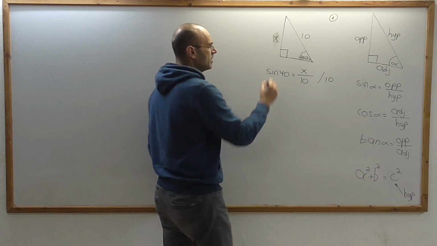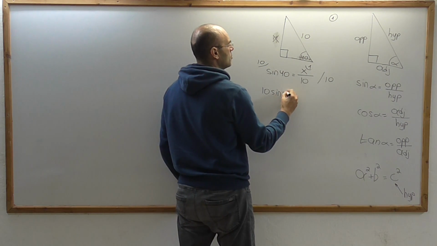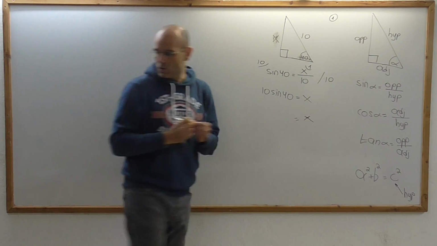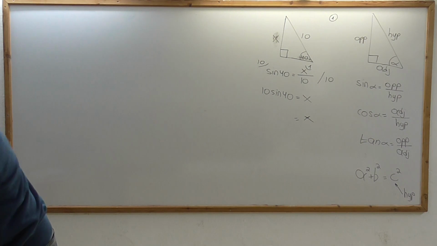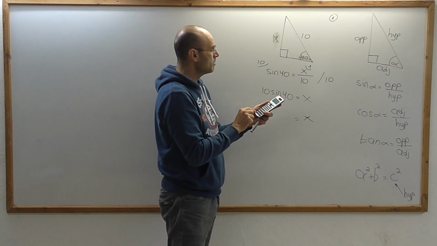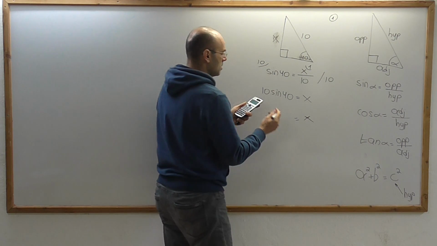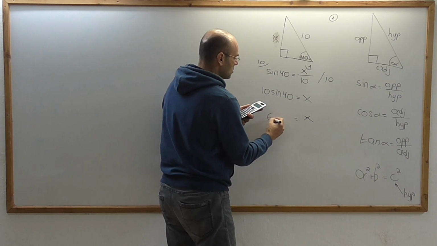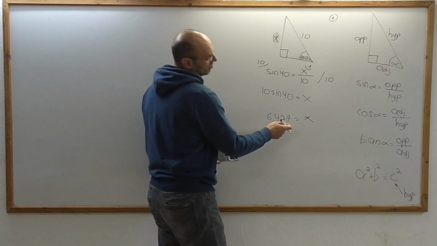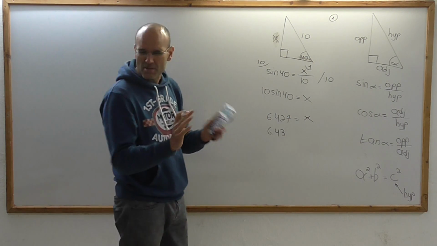Then we multiply by 10. 10 sine 40 equals x. So x equals, we go to the calculator, and we press 10 multiplied by sine 40 equals 6.427. If we want, we can round it up to 6.43. It's all the same, it doesn't really matter.